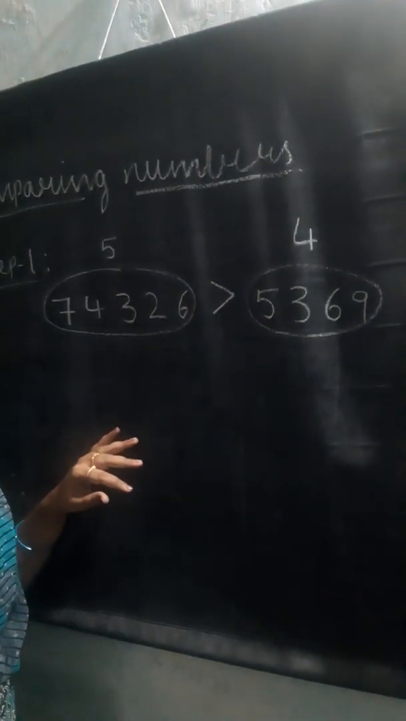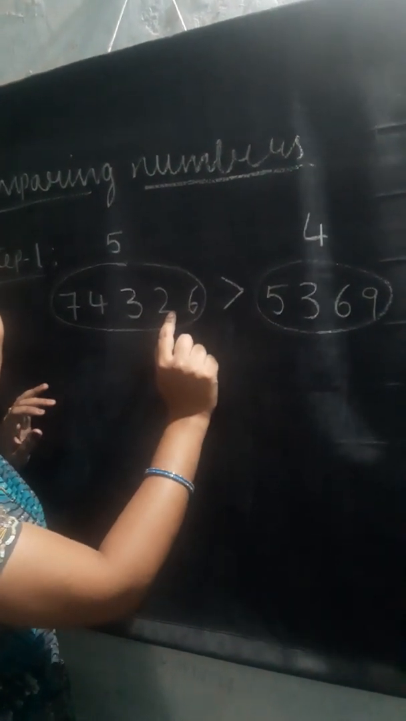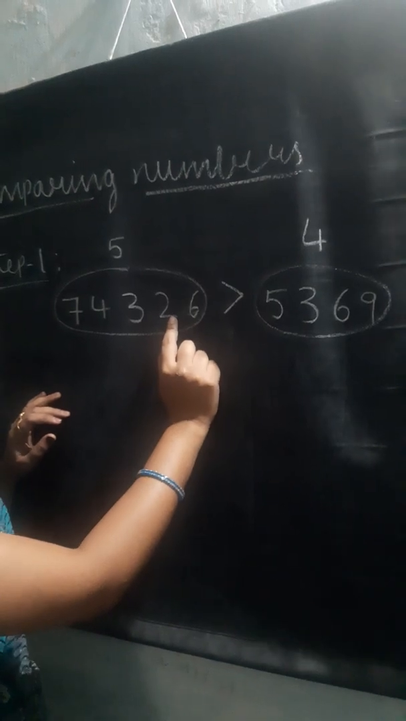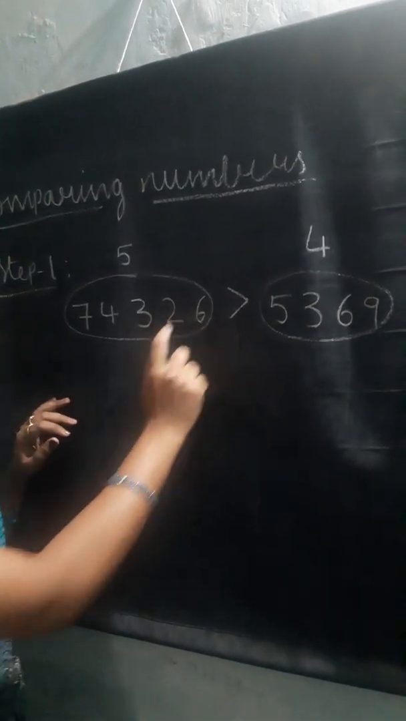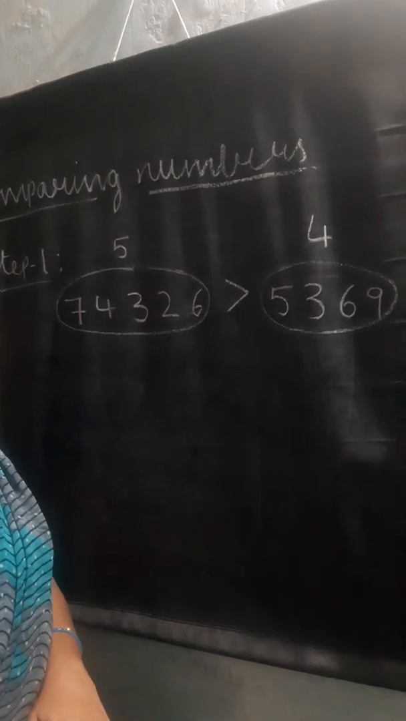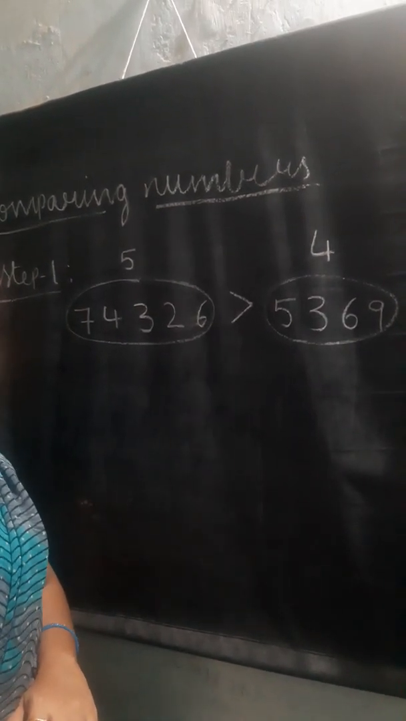And one more small trick I will tell you, children. The open space always faces the greater number. That is a small trick. This is the first step. What is the first step, children? You have to compare the number of digits in both numbers. The number having more digits is the greater number.